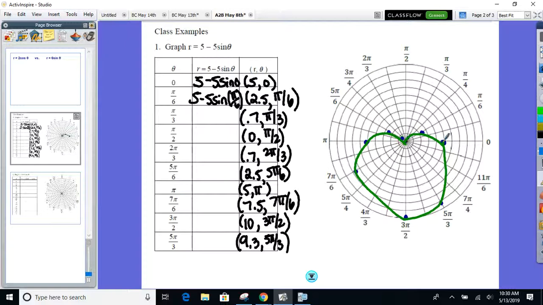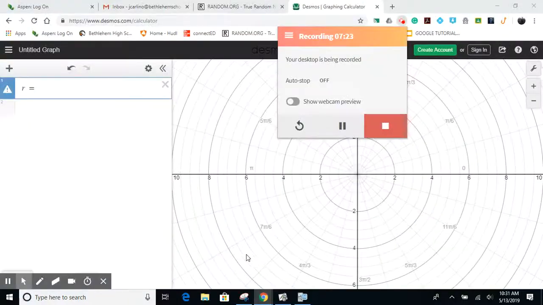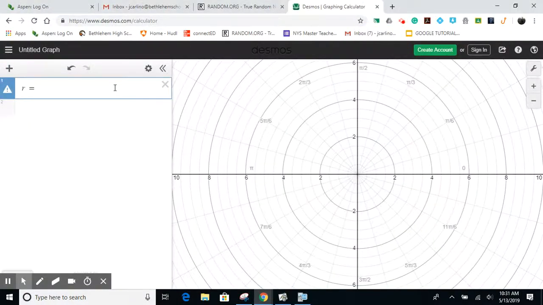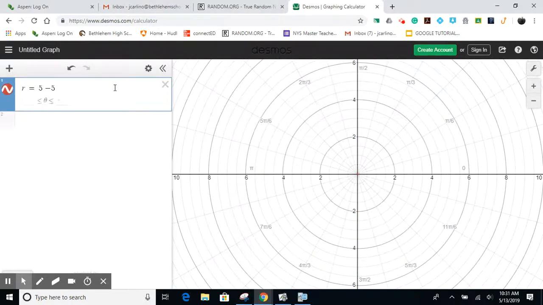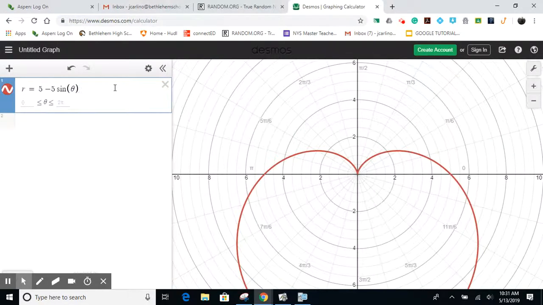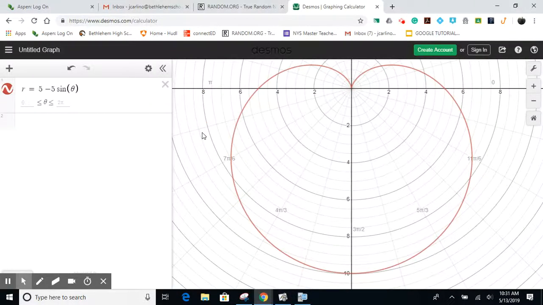Thanks, Anna, for the update. Yep. Cardio. Good. And then I'm going to have you guys do this tomorrow: 5 minus 5 sine theta. Forgot the minus. Not as good as my drawing up there, but decent. There it is. All right, that's what it looks like.